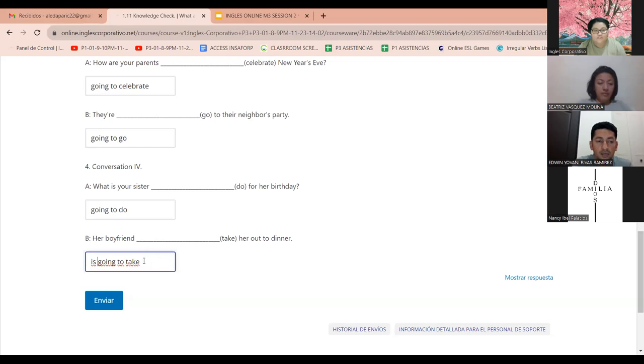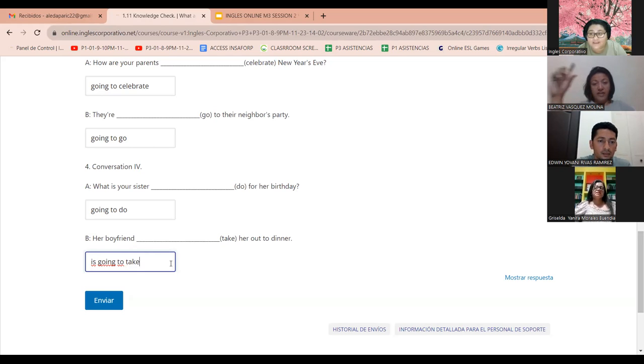¿Por qué aquí no le podemos agregar una S al take? Because it's not a simple present. Exactly. Estamos hablando de future. Y en el futuro, cuando hay going to, ¿qué le pasa al verbo? Permanece en base form, infinitive. Exactly. Por eso no lo modifico, no se cambia, va tal cual. Entonces, is going to take.